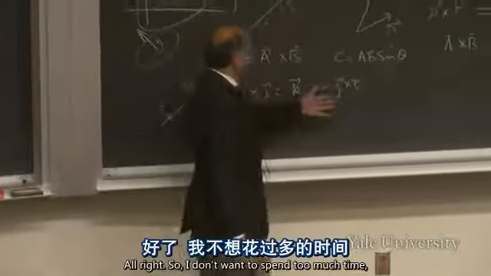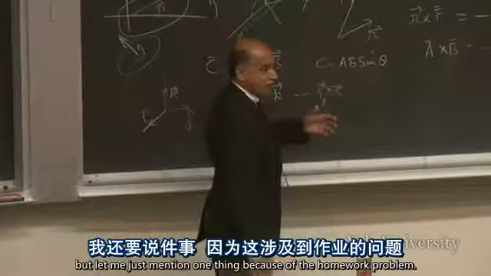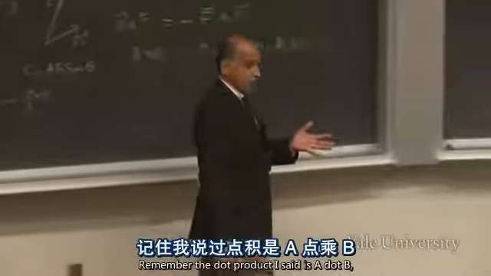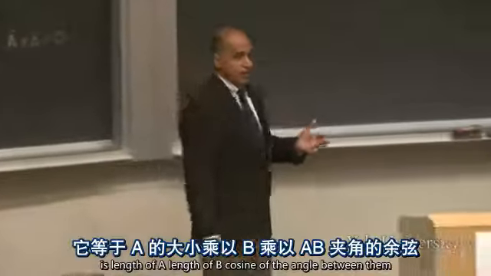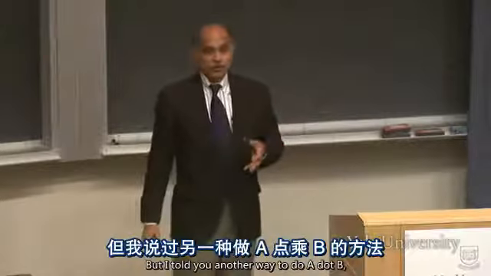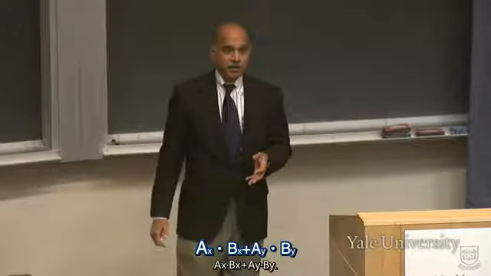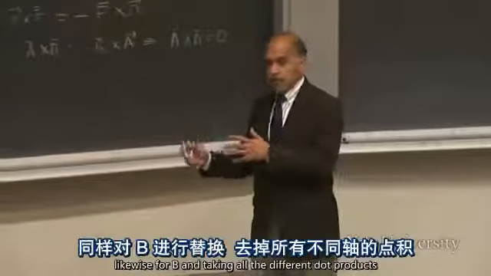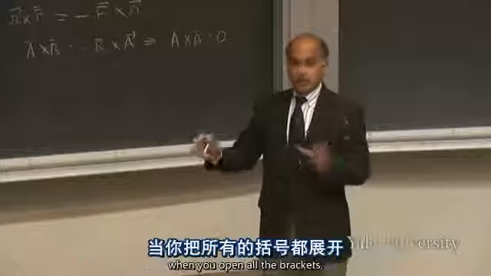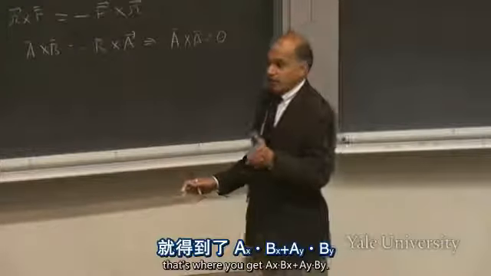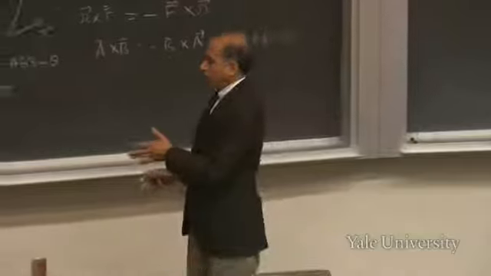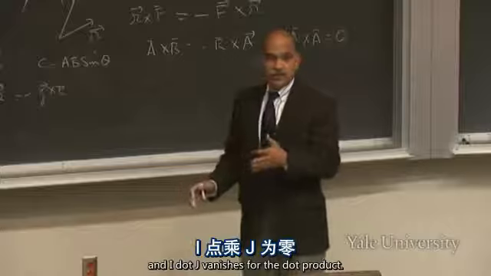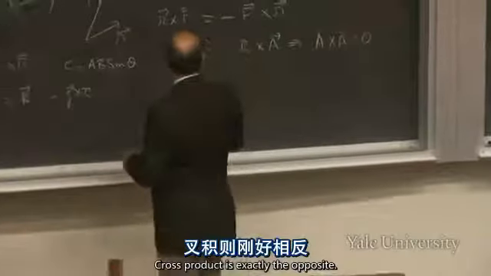All right, so I don't want to spend too much time, but let me just mention one thing because it's a homework problem. Remember the dot product, I said, is A dot B, is length of A, length of B, cosine of the angle between them. But I told you another way to do A dot B, AX BX plus AY BY. You get that by writing A as i times AX plus j times AY, likewise for B, and taking all the different dot products you get when you open out the brackets. That's where you get AX BX plus AY BY. There, because i dot i is 1, and j dot j is 1, and i dot j vanishes for the dot product. Cross product is exactly the opposite.